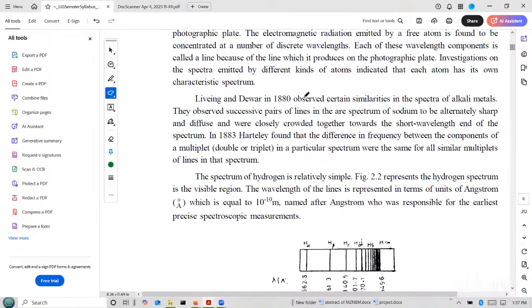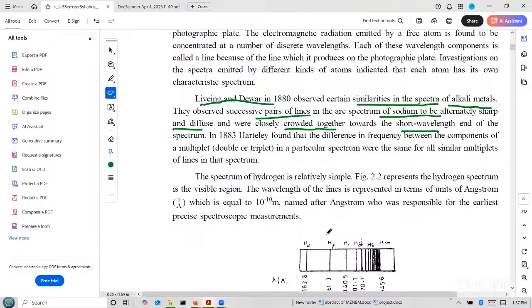After the description of the diagram, Liveing and Dewar in 1880 observed similarities in the spectrum of alkali metals. Successive pairs of lines in the spectrum of sodium are alternately sharp and very diffuse, and come very close together as we move to shorter wavelengths.